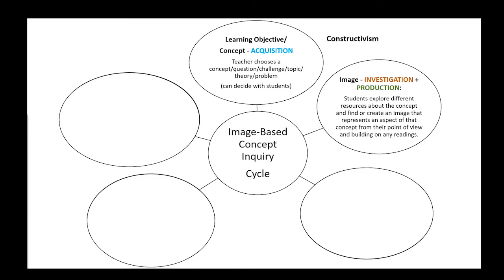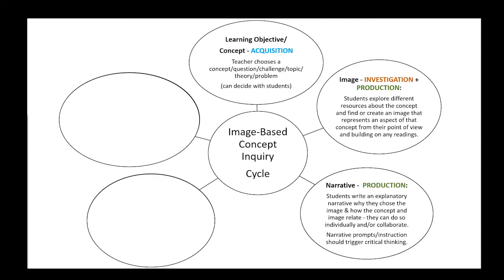We will now come to production, and the production is linked to producing narrative. So the first one was image production, and the next one is narrative production. So students would write an explanatory narrative, why they chose the image, how the concept and image relate, and it would be coming from their prior knowledge, their personal experience.